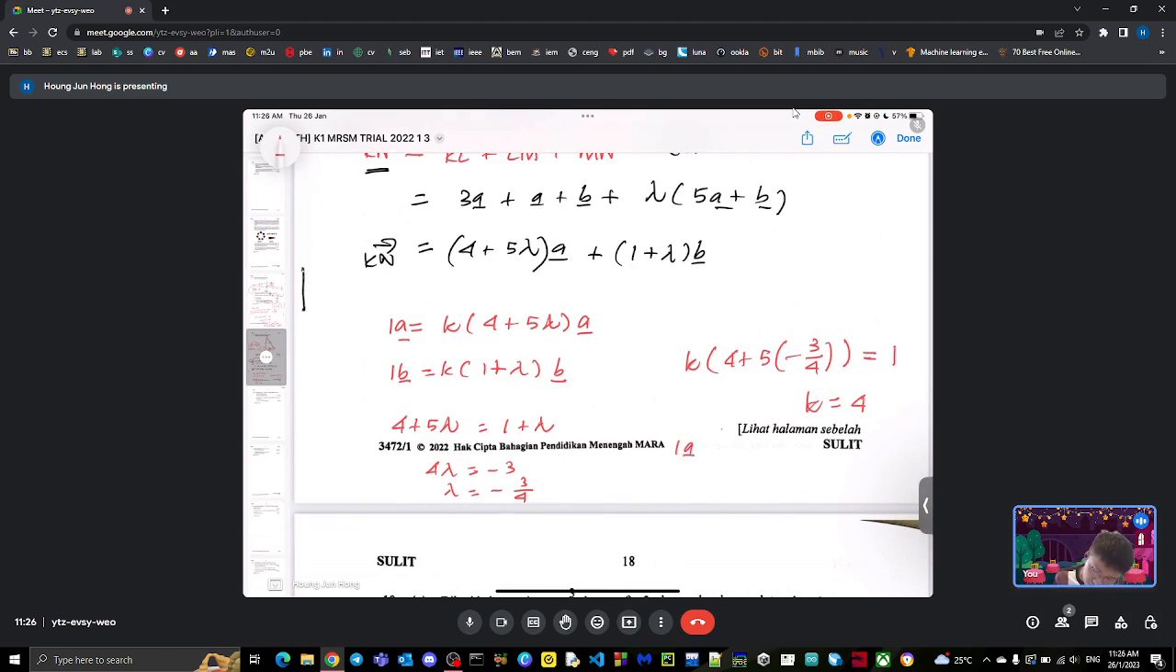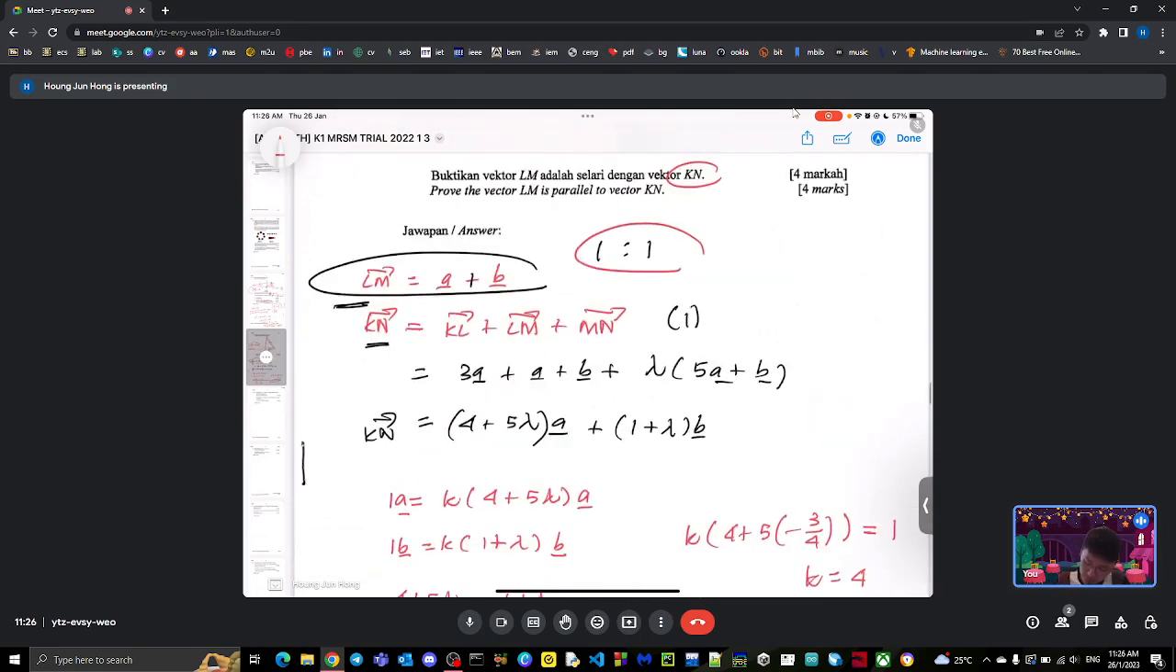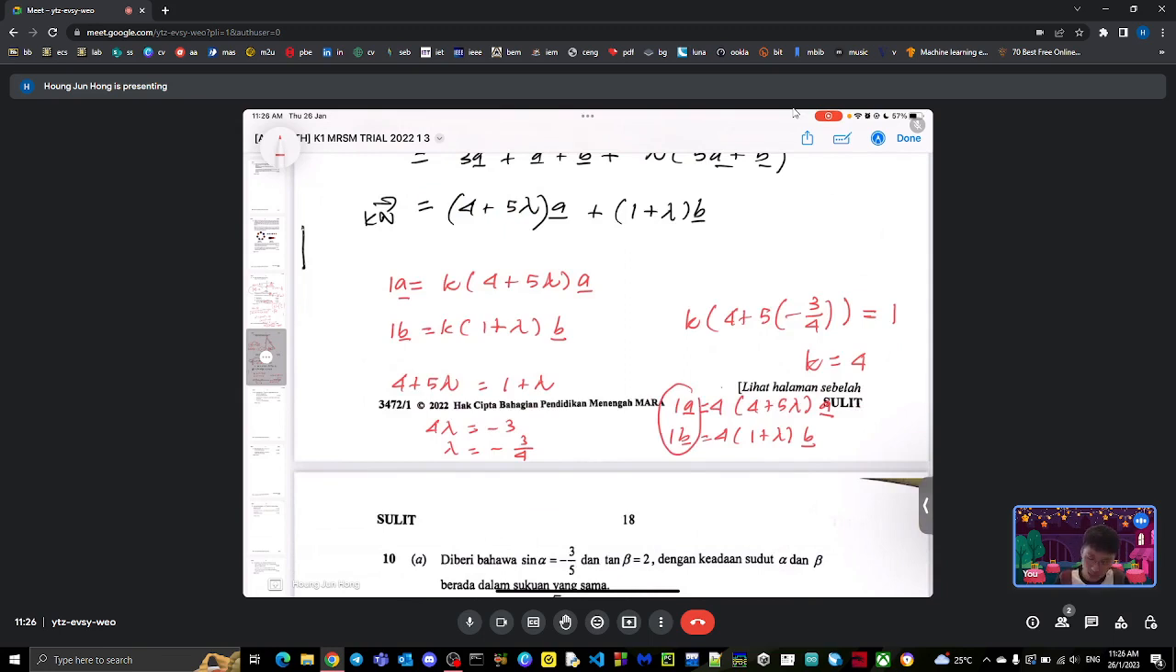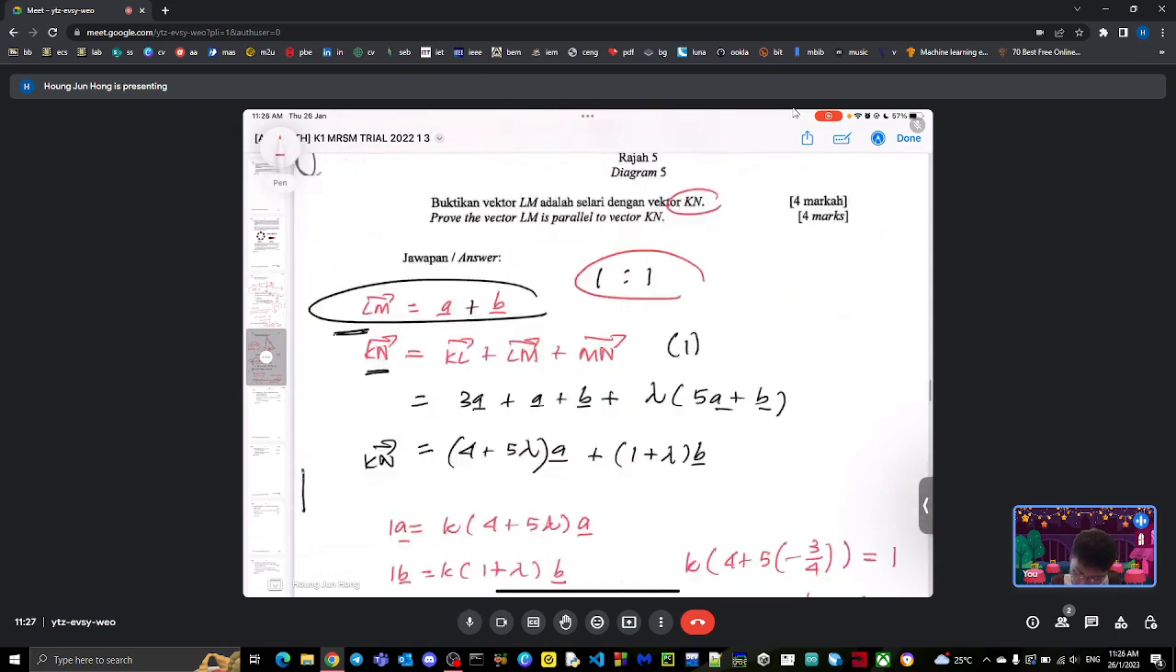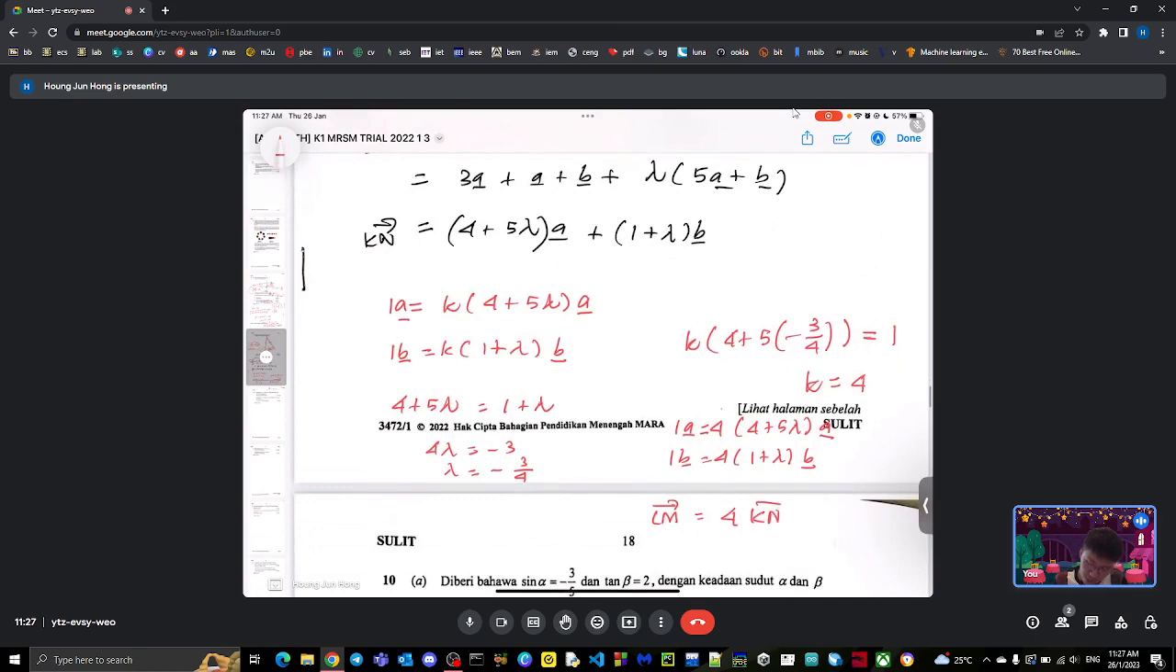it actually works like this. 1a equals 4a, and then 1b equals 4 times (1 plus lambda) b. In conclusion, we can say that because 1a plus 1b is basically our LM, our LM is 4 times this entire thing, which is our Kn. So LM is 4 times Kn.